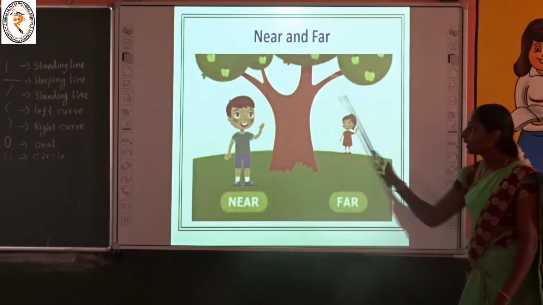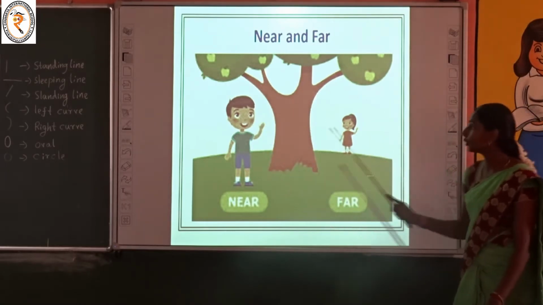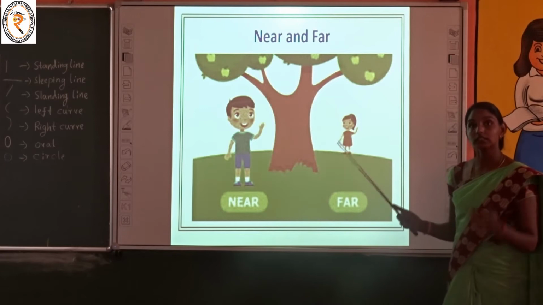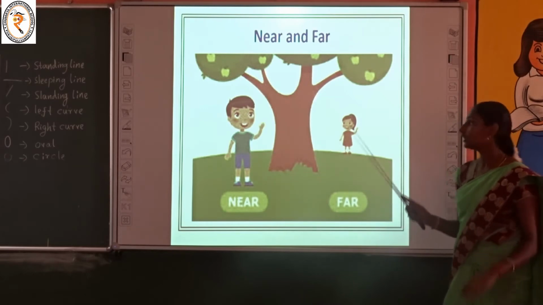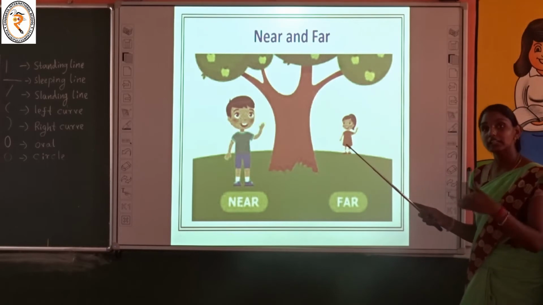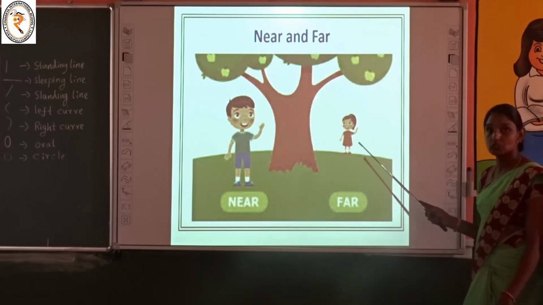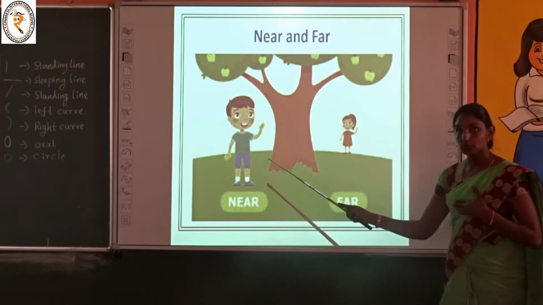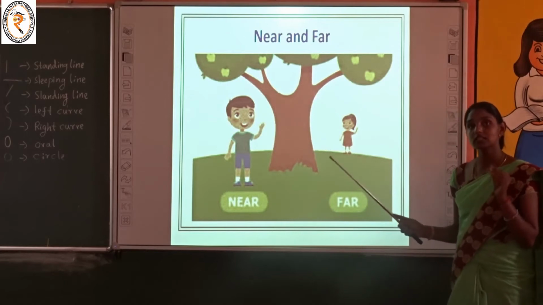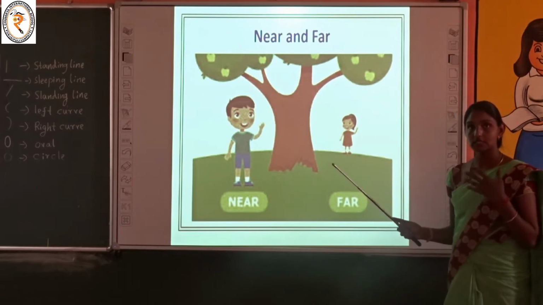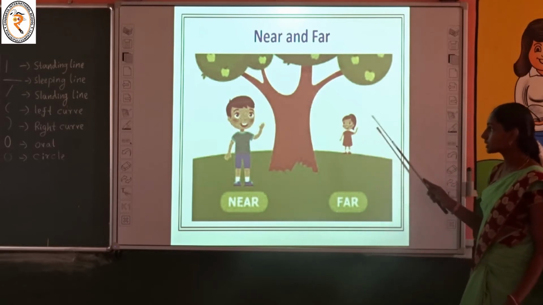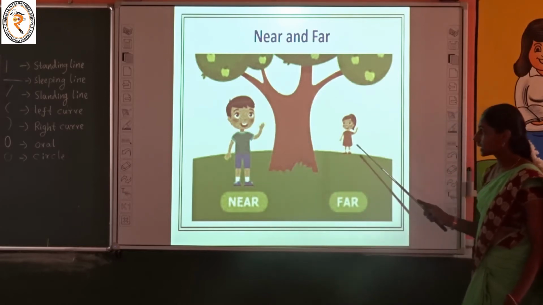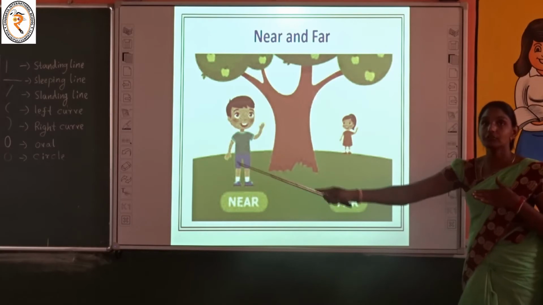Okay, you have to note one more thing, the size of the boy and the size of the girl. That means the things which are near to us look very big, and the things which are far from us look very small. Let me repeat once more. The things which are near to us look big. The things which are far from us look small. That's why the girl looks smaller than the boy. The boy is standing near the tree. The girl is standing far from the tree.